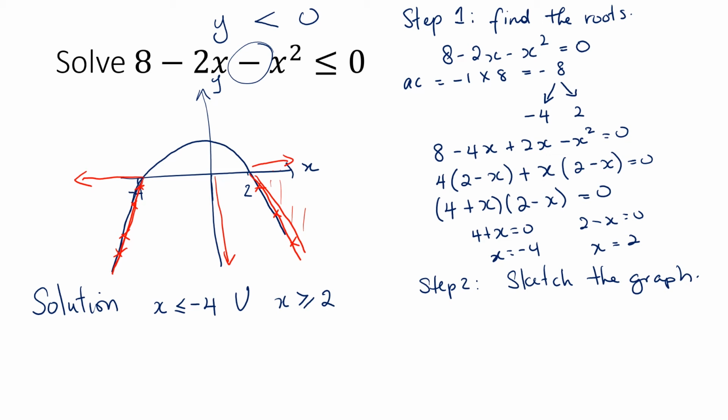The solution is two different sets. One set where x is less than or equal to -4, and the other set where x is greater than or equal to 2. And that's how we solve this inequality using the graphical method.